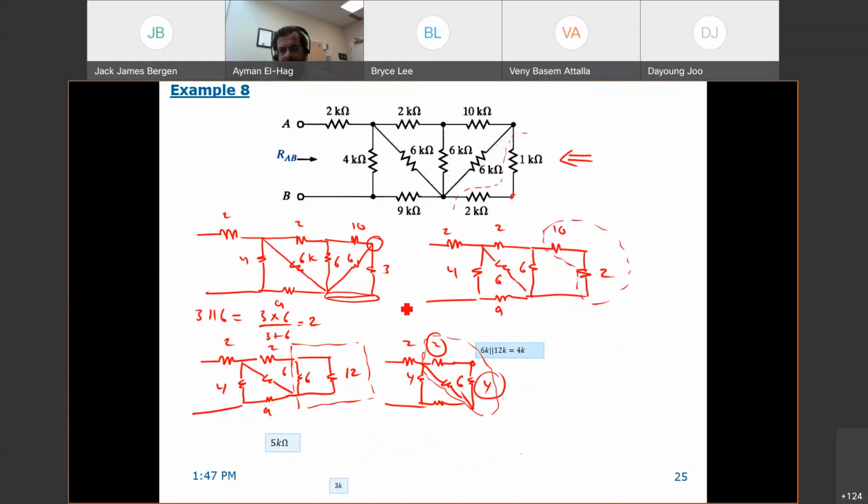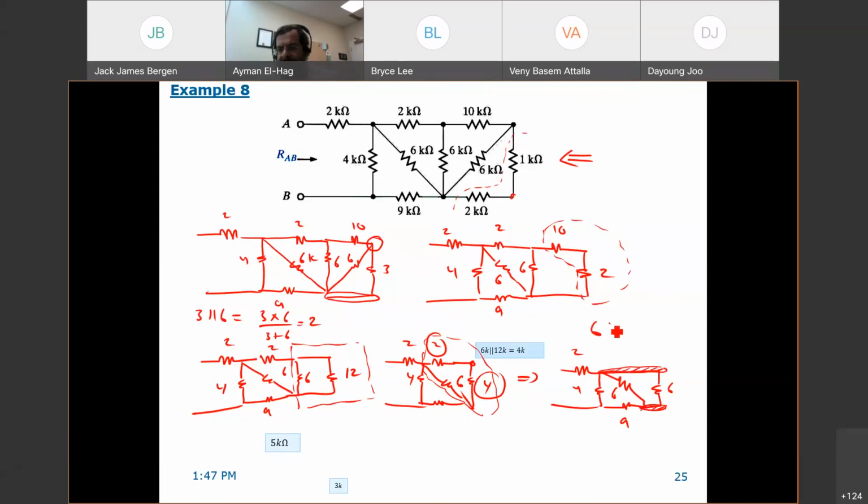Okay, so here we agree that we have 2, 4, 9, 6, the diagonal element, and this becomes equal to 6. 2 plus 4, 6. Now this 6 and this 6, both are in parallel. They share this node and they share this node. So they share both nodes. This is why I said these two are in parallel.